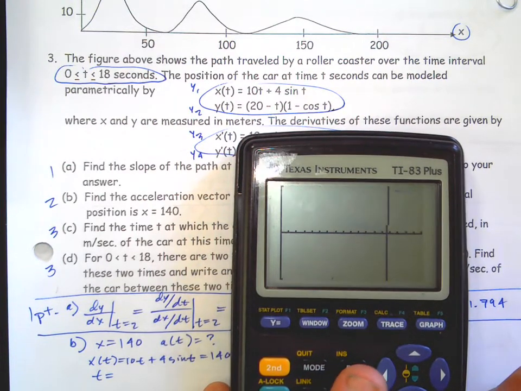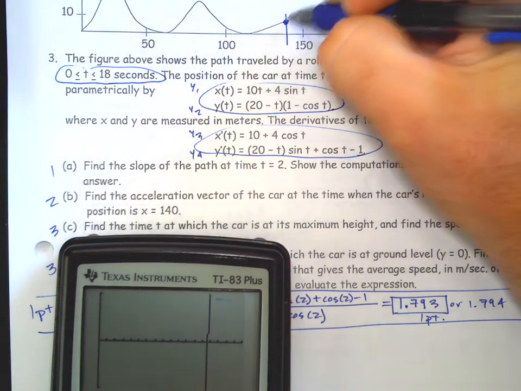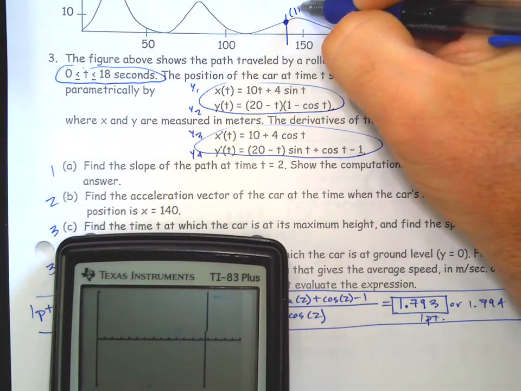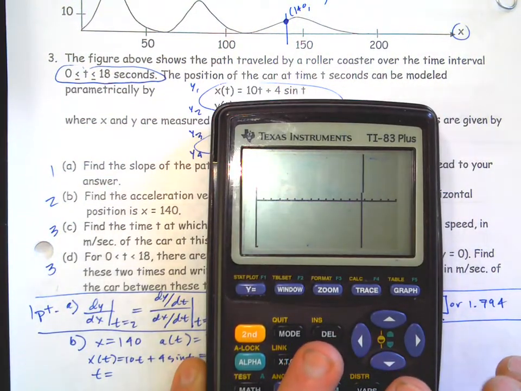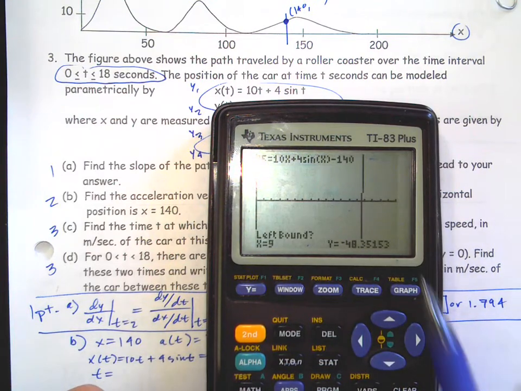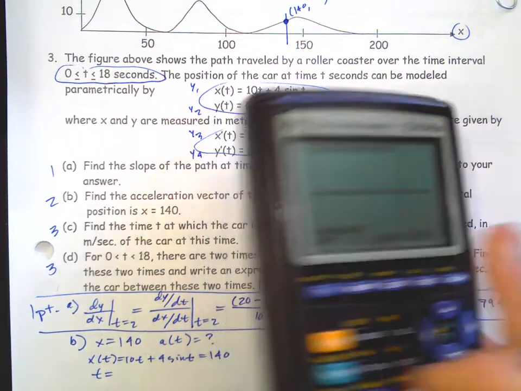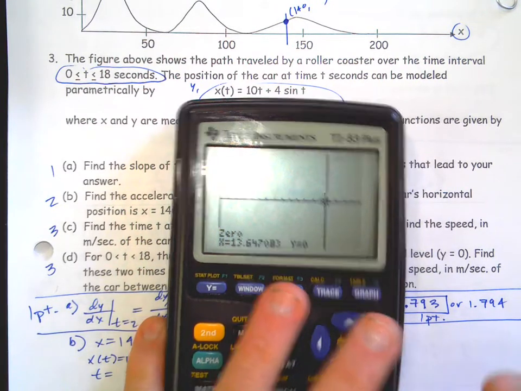Now, by the way, you can also tell from the graph that it's right around here. This is when x is 140. But you can't tell what time it is. But now this should be the time. Second calc, zero. This was 0 to 18. So I'm just going to say 9 to 18, guess 14. So there it is.